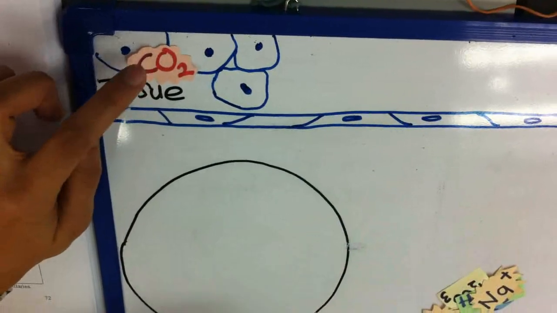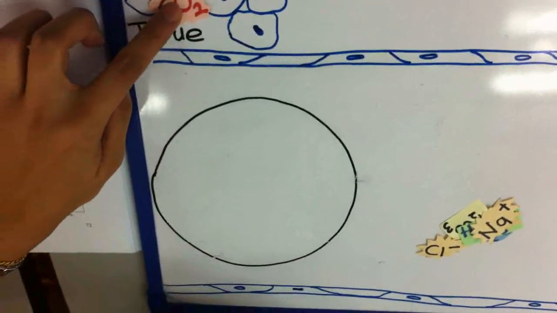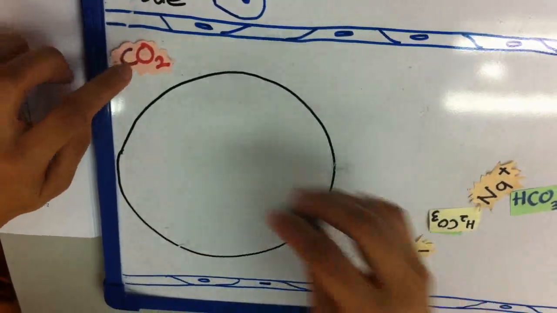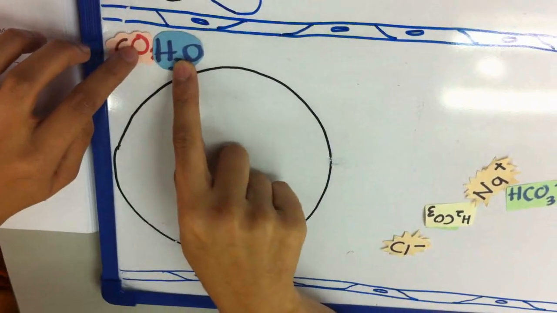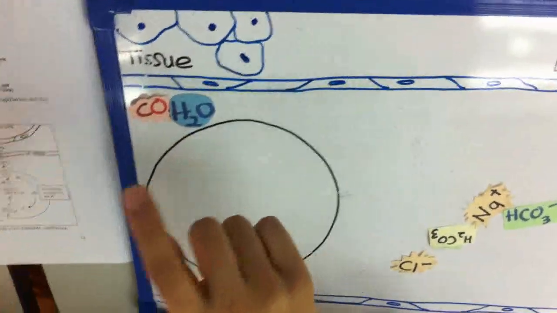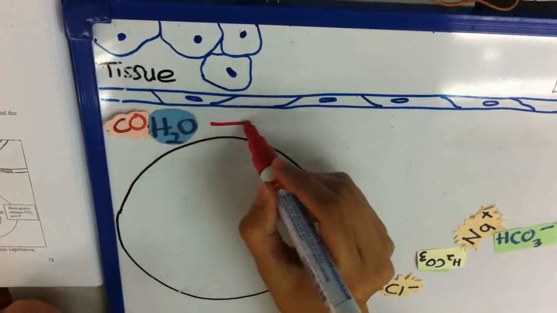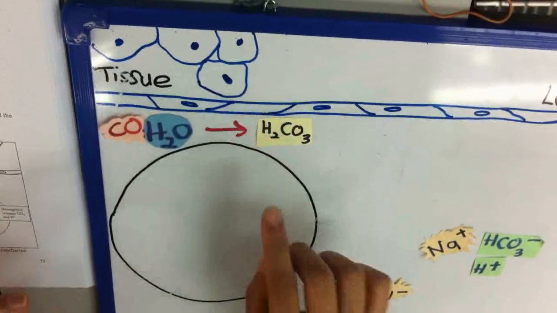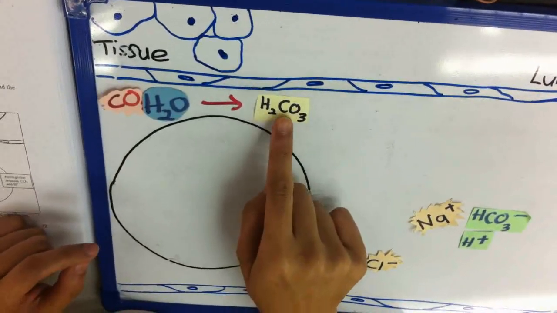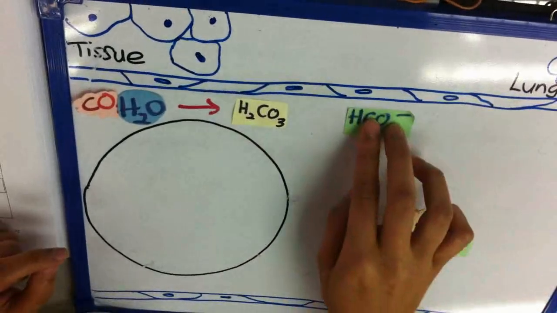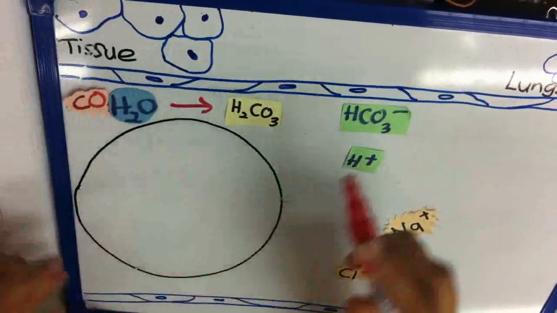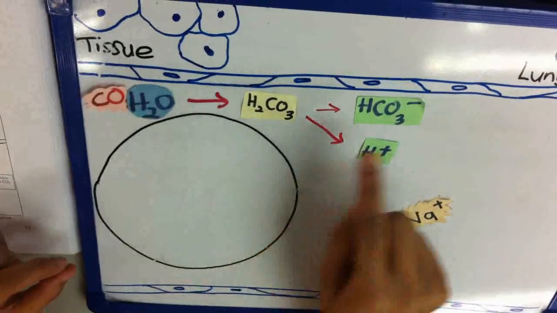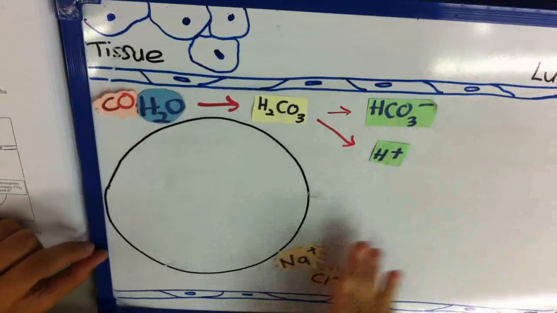The CO2 that is produced in the tissues will dissolve in plasma. So the CO2 will enter here and combine with H2O, where this H2O is already inside the plasma. When it combines, it will form H2CO3, which is carbonic acid. And this H2CO3 is not stable, so it will dissociate to form HCO3 minus, which is bicarbonate ion, and H plus ion. This HCO3 minus will be carried to the lung area.